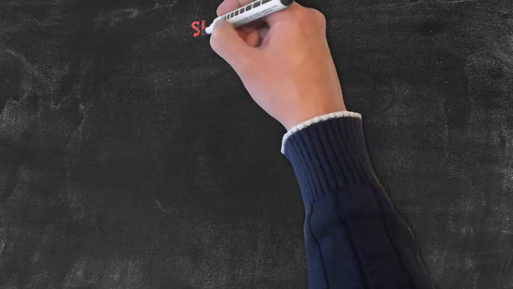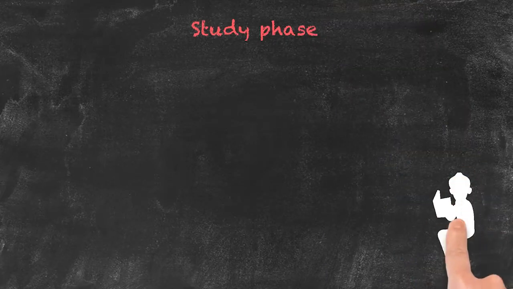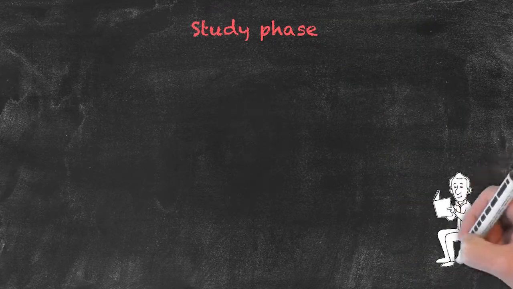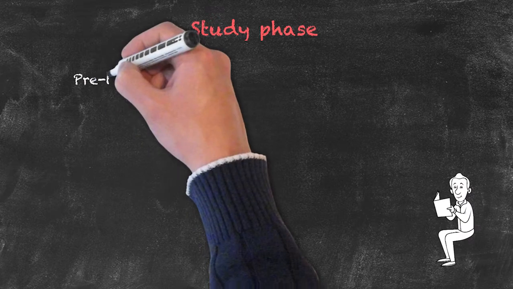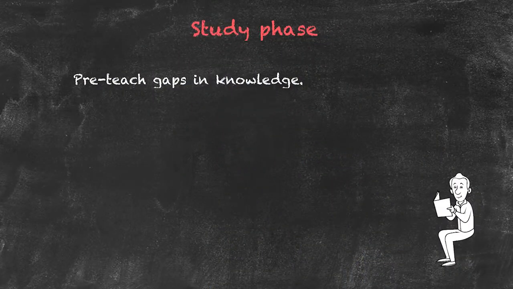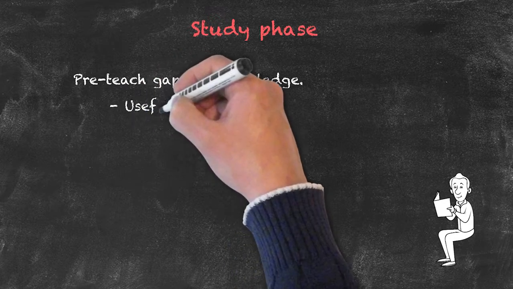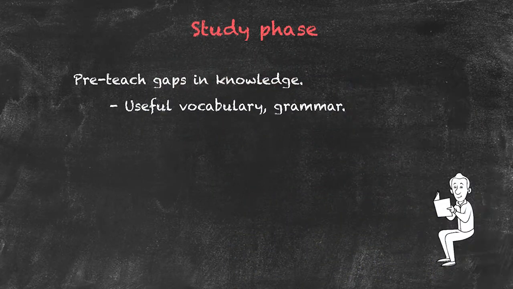Once we're satisfied that all the students have been engaged and that they've been given the opportunity to say something, we can move on to our study phase. Here, it may be necessary or useful to actually pre-teach some gaps in knowledge that have been shown from the engage phase. And those gaps in knowledge may include actual grammar structures or indeed useful vocabulary.